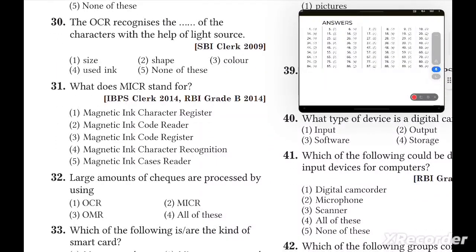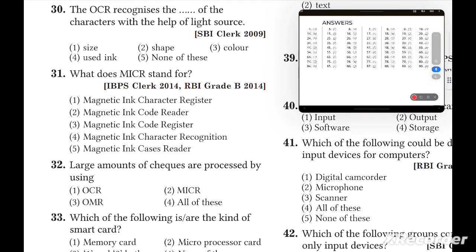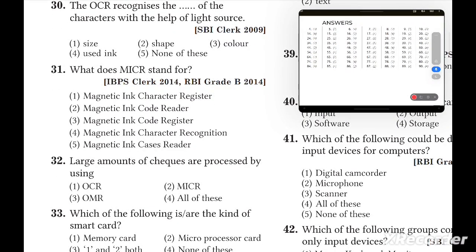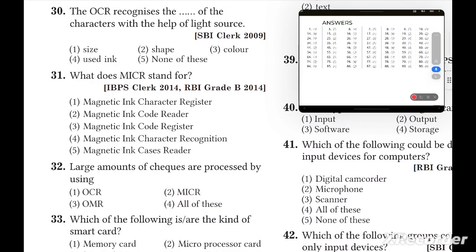Next, the OCR recognizes the dash of the characters with the help of light source. First, size. Second, shape. Third, color. Fourth, used ink. Fifth, none of these. The correct answer is second, shape.